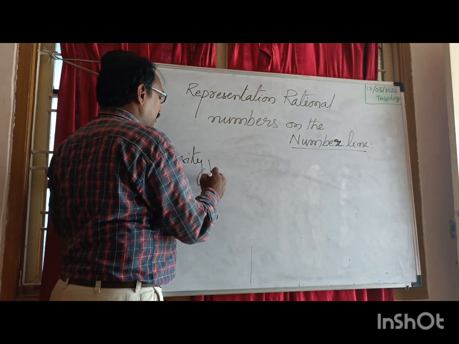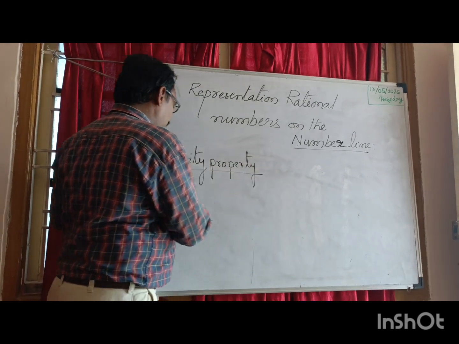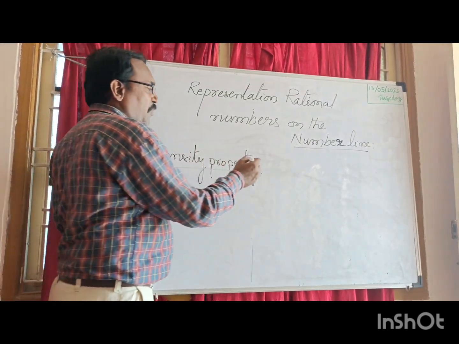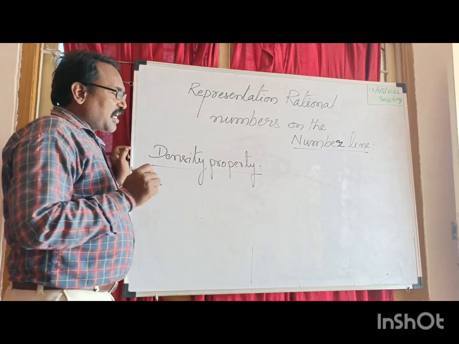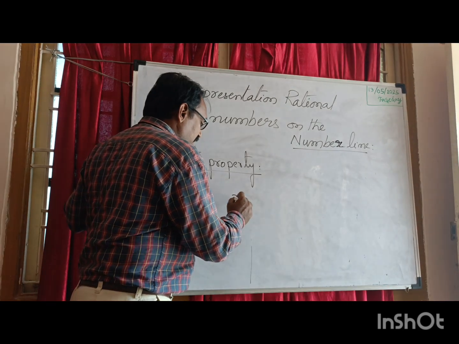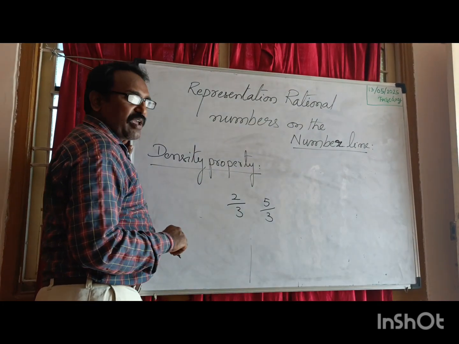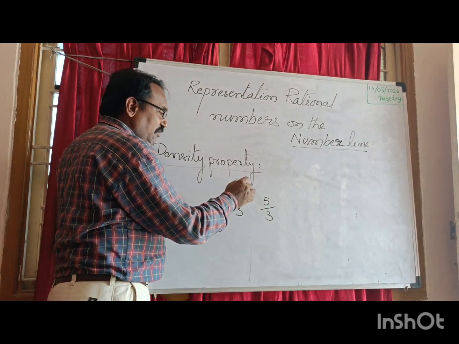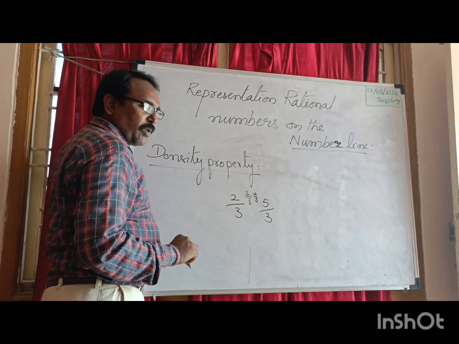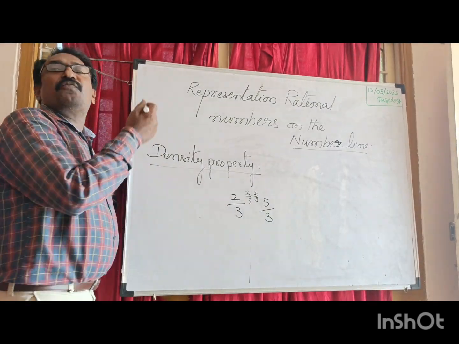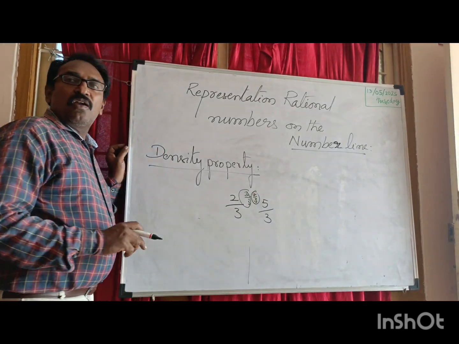What does density property mean? In between every two rational numbers there exist infinite rational numbers. That property is called the density property of rational numbers. If rational numbers are given, for example 2 by 3 and 5 by 3, in between what do you have? 3 by 3, 4 by 3. But are there only 2? No, there will be infinite. But simply we can say 3 by 3 and 4 by 3 are in between the two rational numbers.